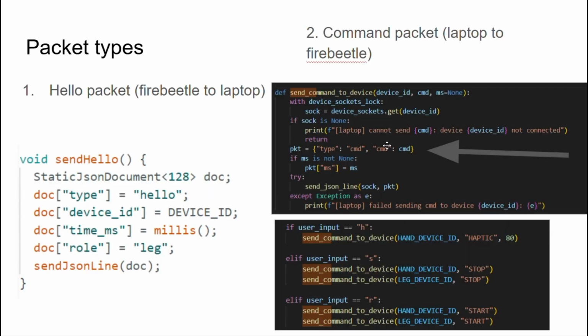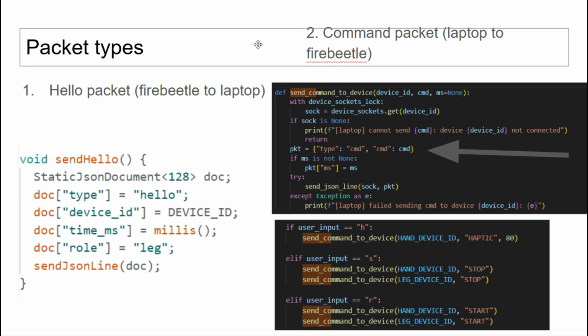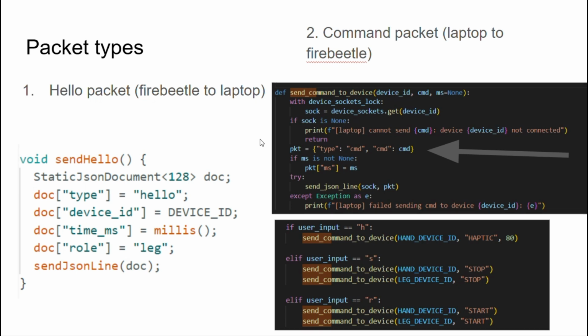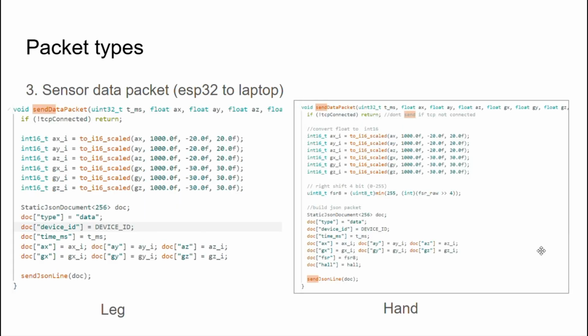For packet types, from the FireBeater to the laptop, we have the hello packet, whose purpose is to identify the device after connection. From the laptop to the FireBeater, we have a command packet, which controls the device behavior, like triggering haptics and starting and stopping the streaming of data. Finally, there's also the packet for the sensor data.